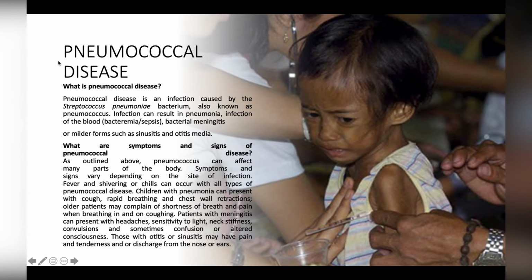Older patients may complain of shortness of breath and pain when breathing in and on coughing. Patients with meningitis can present with headaches, sensitivity to light, neck stiffness, convulsion, and sometimes confusion or altered consciousness. Those with otitis or sinusitis may have pain and tenderness or discharge from the nose or ears.